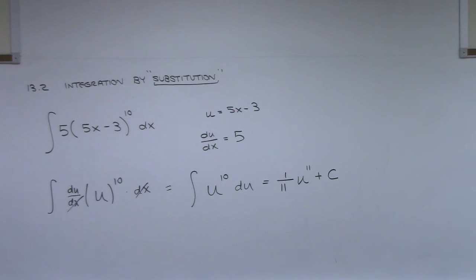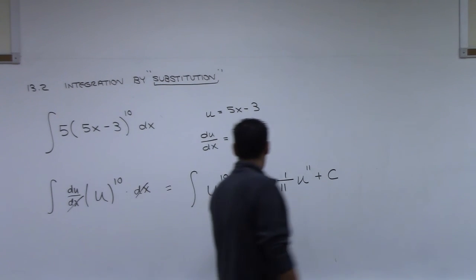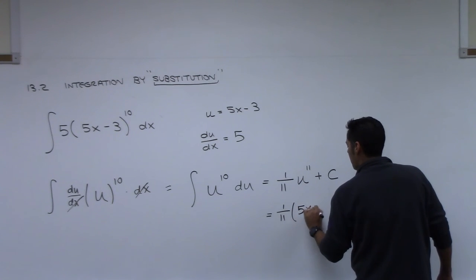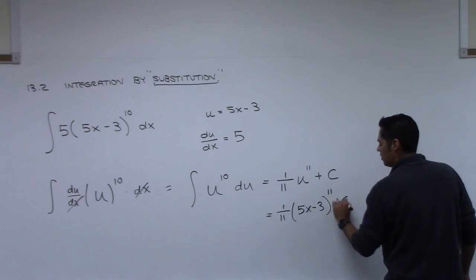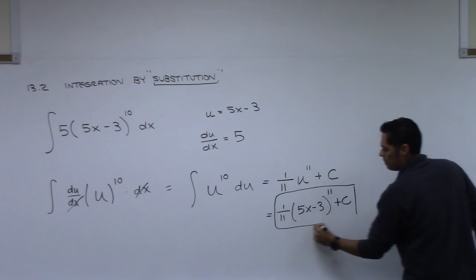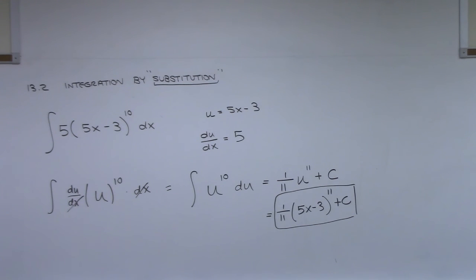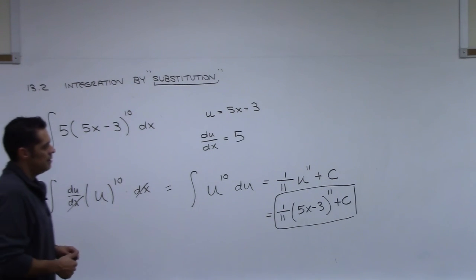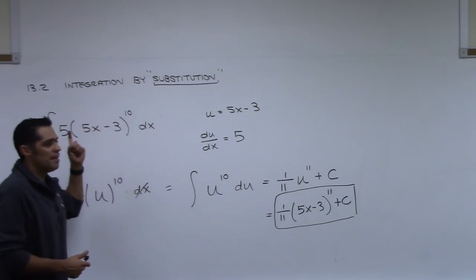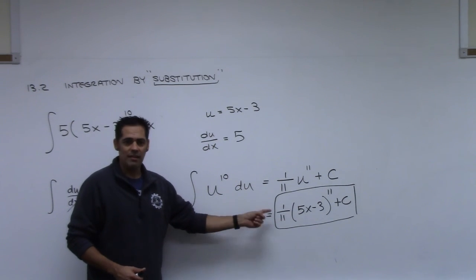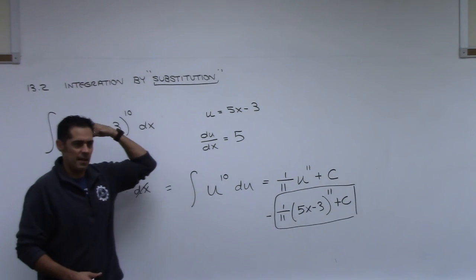Now you replace your u with 5x minus 3, so it's 1 over 11 times (5x minus 3) to the 11th plus c. There it is. Now, how do I know that that answer is right? What could I do to check it? I just tried to find the antiderivative of this, and I think the answer is this. To check it, I could take the derivative of this and see if I get that.